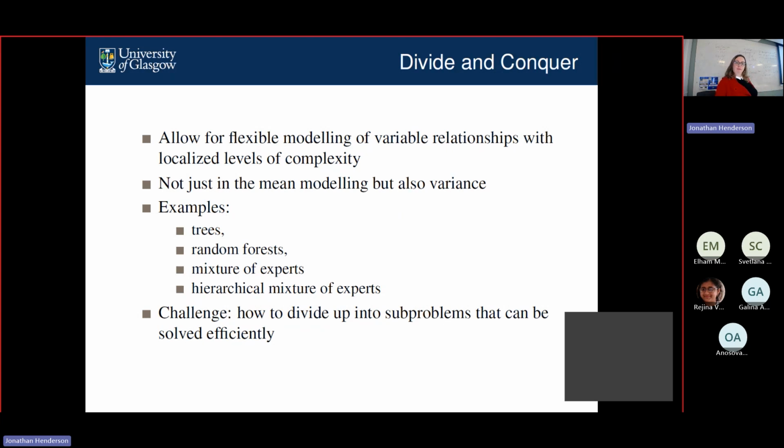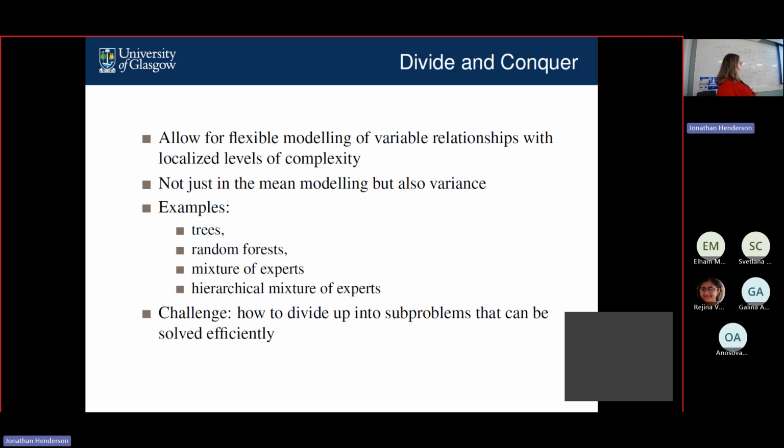So that is sort of an advantage above and beyond things like GAMs, which are very popular, obviously, in being flexible in mean modeling. Examples of divide and conquer are classification and regression trees, you know, where you split the space into various areas and you predict on each of those sub areas. Which is really analogous to what we're going to be doing here. Random forests, so joining up a lot of trees. Mixture of experts, which I'll introduce, and then obviously what I'm talking about today, which is hierarchical mixture of experts.